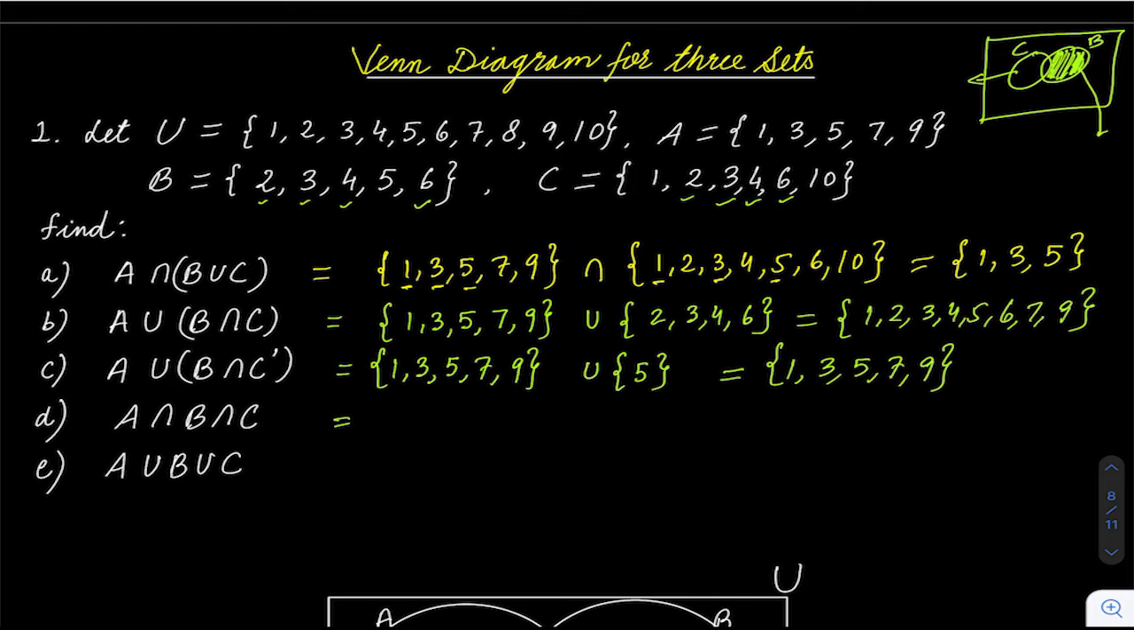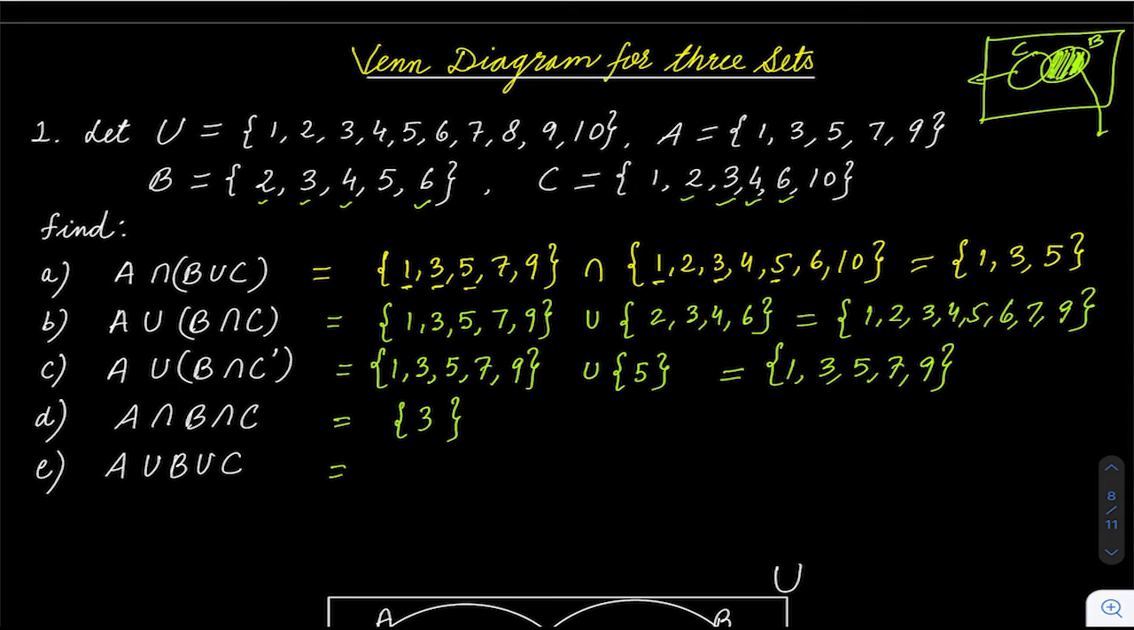Okay, next is A intersection B intersection C. What is common in all three sets? You can just see this. Is 1 common? No. 2? Nope, 2 is not here. 3, yes, 3 is common. Then 4 is not common, 5 is not common, 6 not common, 7, 8, 9 no. So only element 3 is my answer.